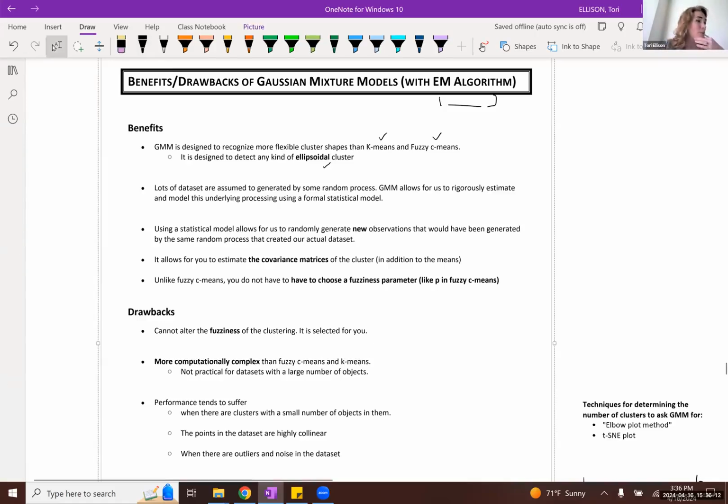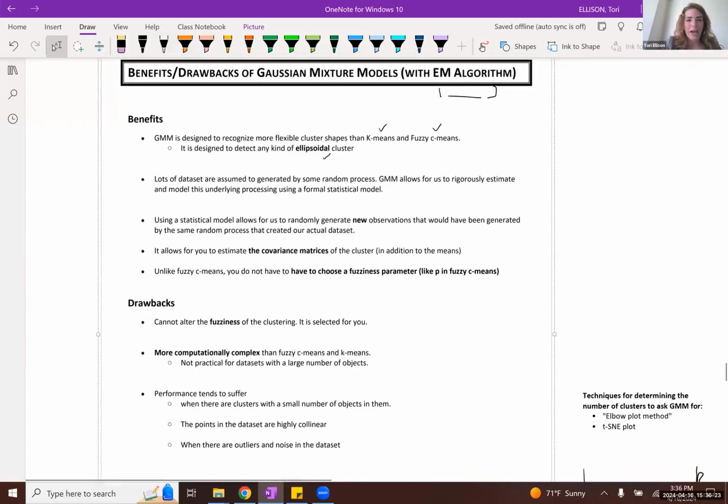So the nice thing about Gaussian mixture models is it allows for us to come up with a formal model that approximates that process. And then with this statistical model that we end up fitting, it allows for us to not just cluster the data, but it also allows for us to use the assumptions about how our data set that we actually have was generated. It allows for us to use those model assumptions to generate new observations that would have come from that data set, from that same random process.